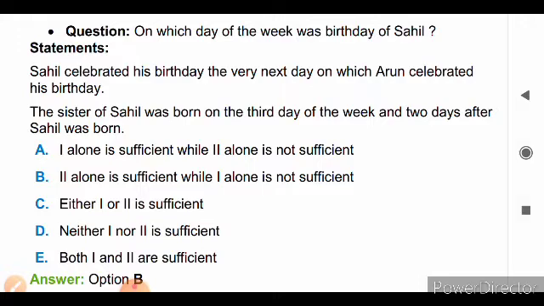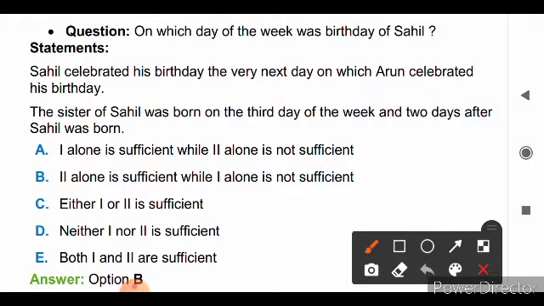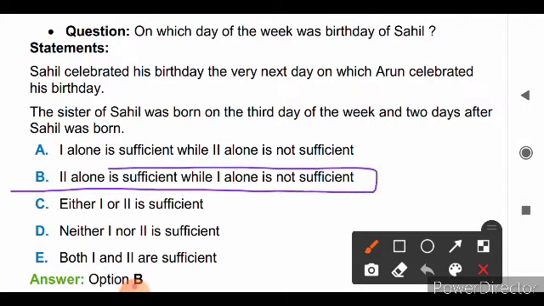So statement 1 does not mention the day of the week of the birthday of Arun or Sahil, and with statement 2, Sahil's sister's birthday is on the third day of the week. So the third day of the week is Wednesday, and Sahil was born 2 days before Wednesday, so we can say Sahil's birthday is on Monday. So only statement 2 is sufficient to answer the question. So the answer is option B, 2 alone is sufficient while 1 alone is not sufficient.